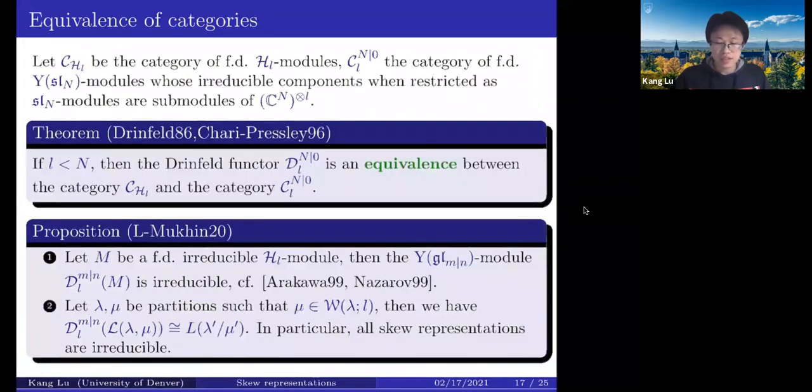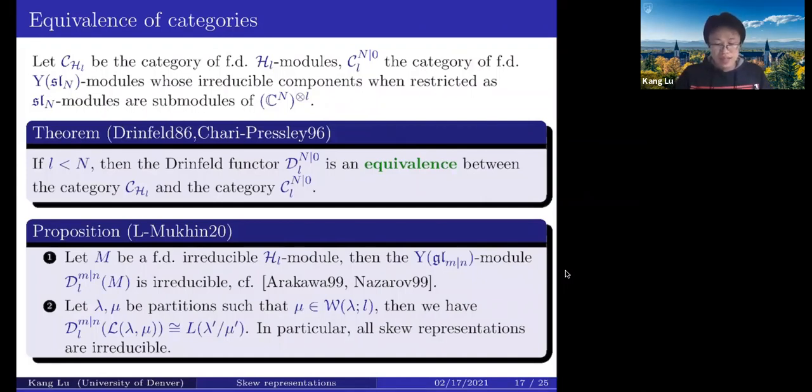Okay, under the Greenfield functor, many results from the even case can be generalized to the super case. First, the Greenfield functor is an equivalence of two categories under the following condition: L is less than N, where the N corresponds to the Yangian SL N, not the GLMN we discussed before. This is the even Yangian. This is the category of finite dimensional modules of the degenerate affine Hecke algebra. And this is the category of finite dimensional Yangian modules whose irreducible components, when restricted as S N modules, are submodules of the tensor power of vector representations. Then under this condition, this is an equivalence of the two categories.